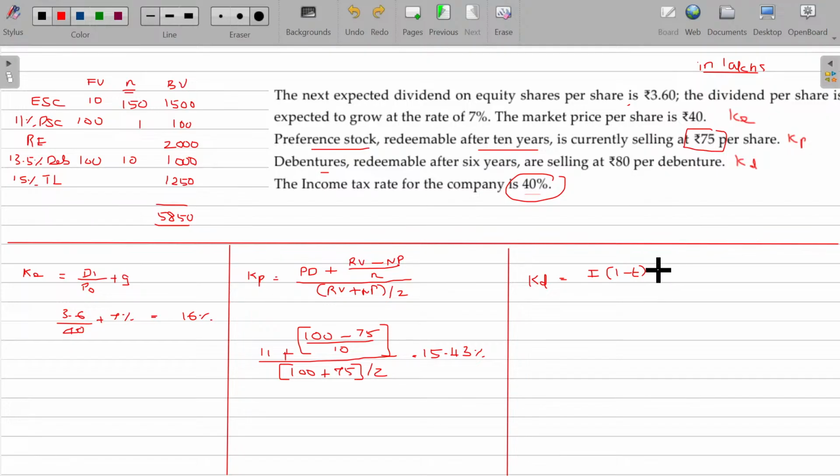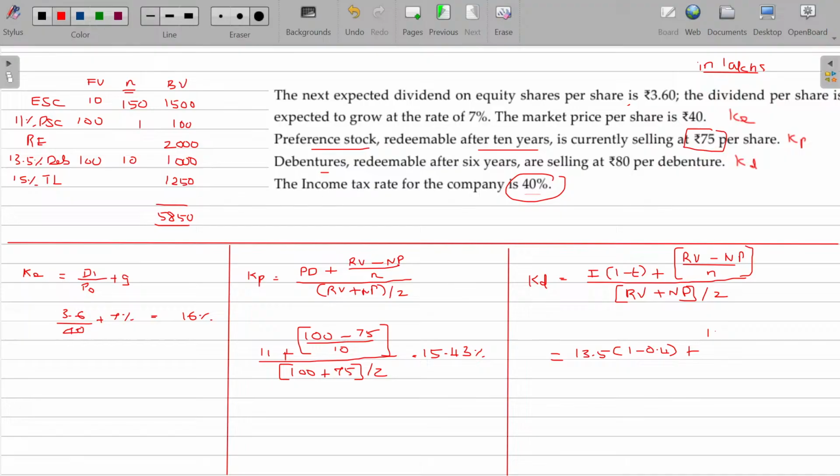Plus redeemable value minus net profits by n, whole divided by redeemable value plus net profits by 2. Here the answer being 13.5 percentage for every 100 rupees. Then interest will be 13.5. Tax rate being 1 minus 0.4, 40 percentage. So 40 percentage is subtracted.